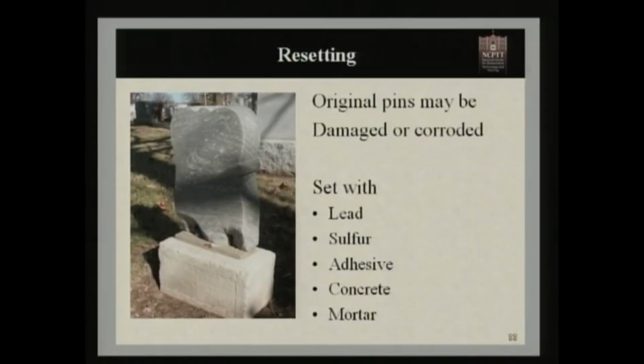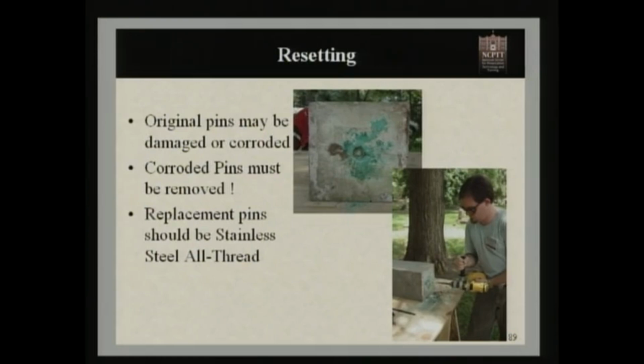So if we go on to the next slide, what you'll see is some damage on the left-hand side from a monument that had two metallic pins that have actually pushed out and blown the stone apart. These original pins may have been set with lead or sulfur, adhesive, concrete, or a mortar. And these are all things that we're going to have to remove to get this pin out. The original pins usually are damaged or corroded. These have to be removed.